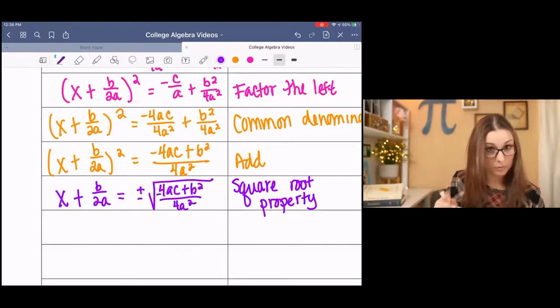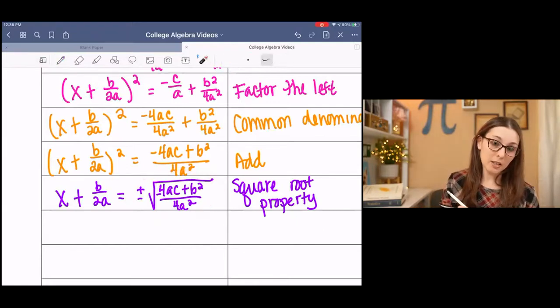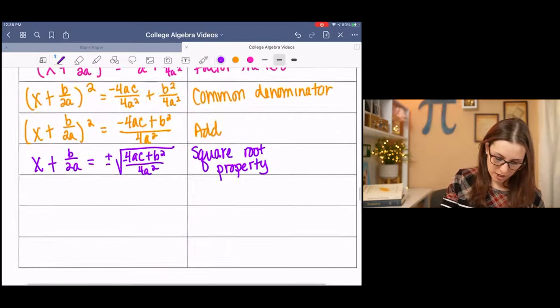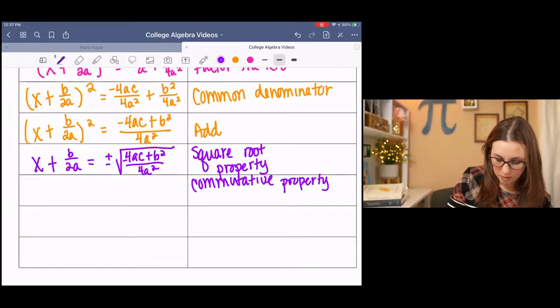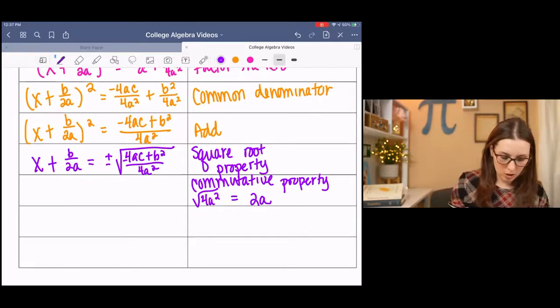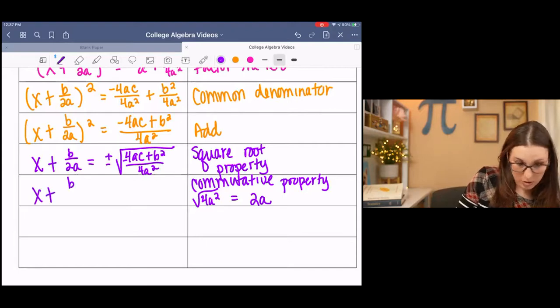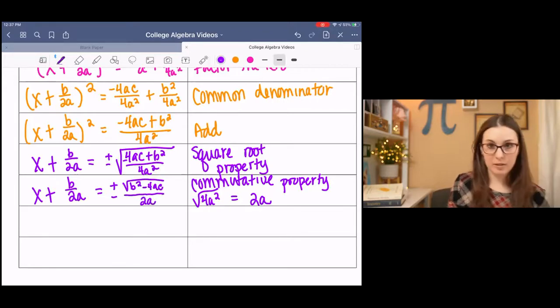Oops, forgot my plus or minus. Be careful with those. Now, I'm going to clean this up a little bit. I'm going to use the commutative property, which means I can change the order. And I'm going to do the square root of 4a squared is 2a, because I square root 4 and square root a squared. So I'm going to rewrite this. Got my plus or minus. In the numerator, I have the square root of b squared minus 4ac. In the denominator, I've got 2a.